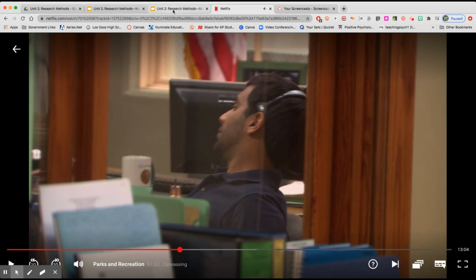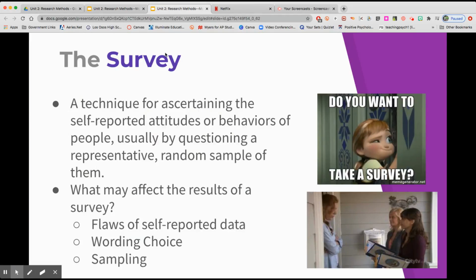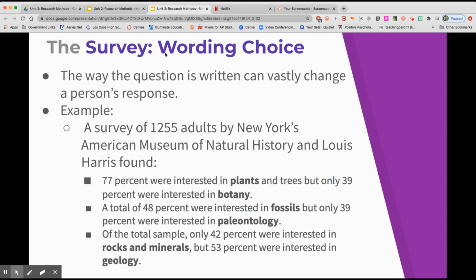Okay, so hopefully you picked up on some of these things that I'm going to talk about here in a moment. And that's the idea, before I go through this example, of wording choice. So the way the question is written can vastly change a person's response. If you notice in the clip, the main character Leslie says something about agreeing with crystal meth users if you don't say yes to this. That's changing the wording and it might change how someone responds. Okay, so we have to be really mindful of that.